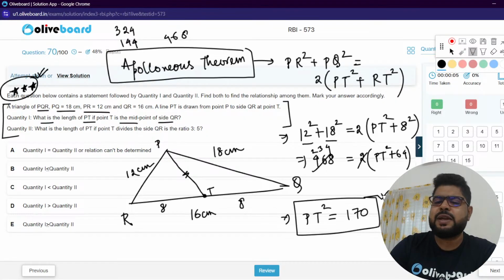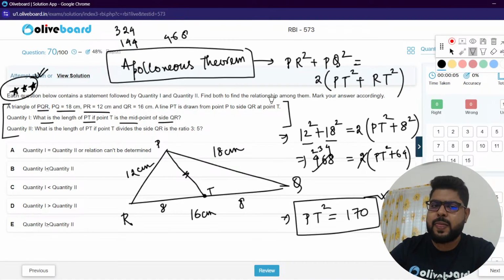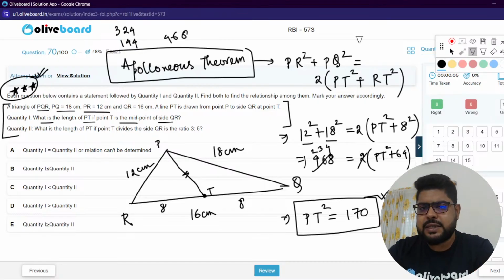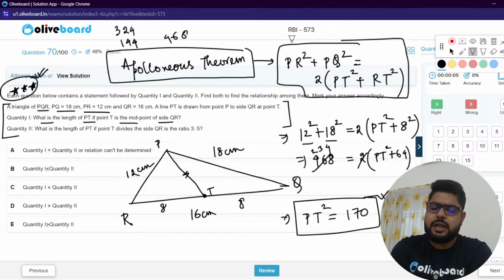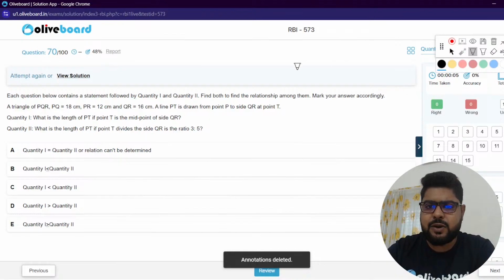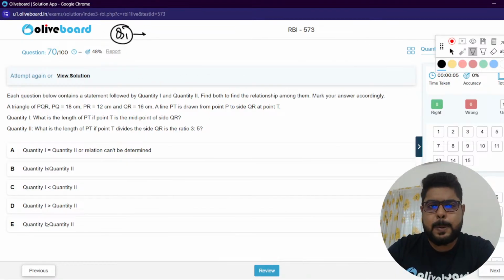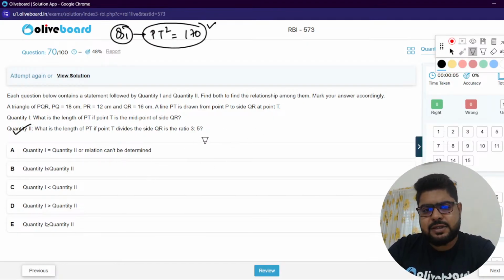Don't calculate further, because only PT square will be compared. So this is quantity 1, using Apollonius theorem. This is the Apollonius theorem's statement. Remember, everyone comes from Pythagoras only. Now moving on, I'm just erasing this and writing it down here. Q1: PT square is equal to 170. Remember this.